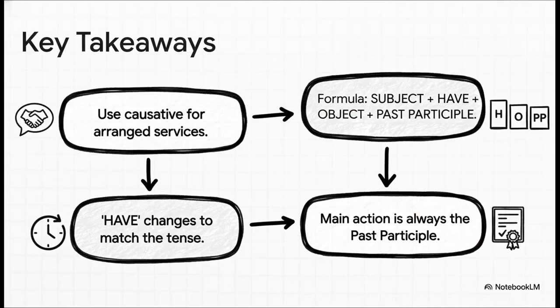So let's just recap the big takeaways. First, use the causative whenever you arrange for a service. Second, always remember that simple formula: subject plus have plus object plus past participle. Third, remember that have is the part that changes with the tense. And finally, the main action verb is always the past participle. If you can master those 4 points, you have totally mastered the causative.